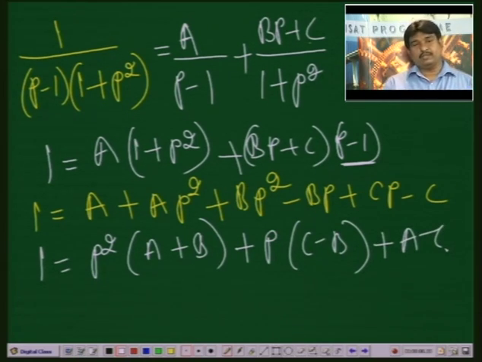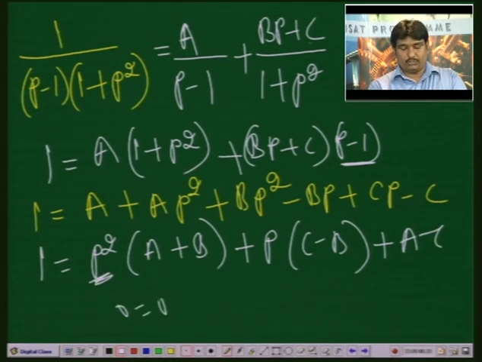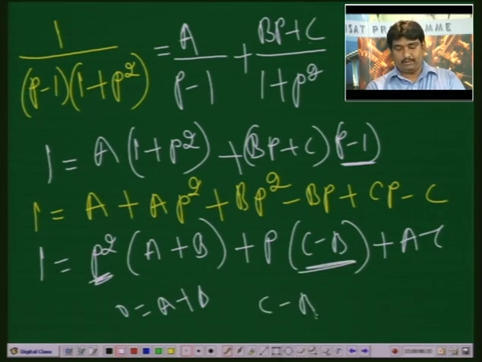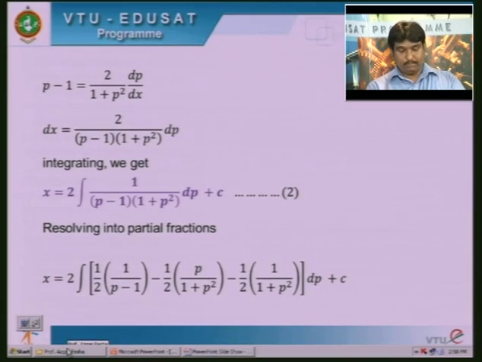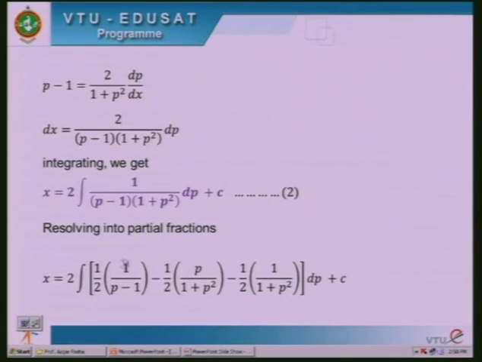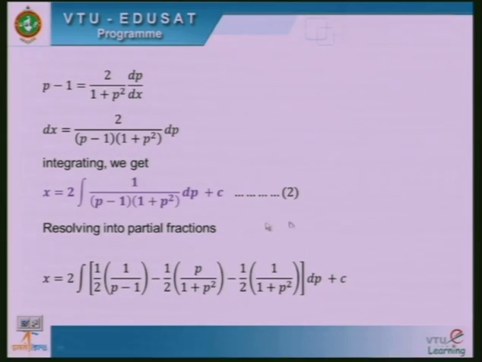Now you equate like powers of p. Coefficient of p square is 0 here, so we get 0 equals a plus b, and coefficient of p is c minus b, equated to 0 because there is no p term here. c minus b equals 0, and a minus c is 1. So like this you find the values of a, b and c. As shown here, after finding a, b, c, a is 1 by 2, you can see 1 by 2 into 1 by p minus 1, minus b is minus half, c is also minus half. So we have got this.